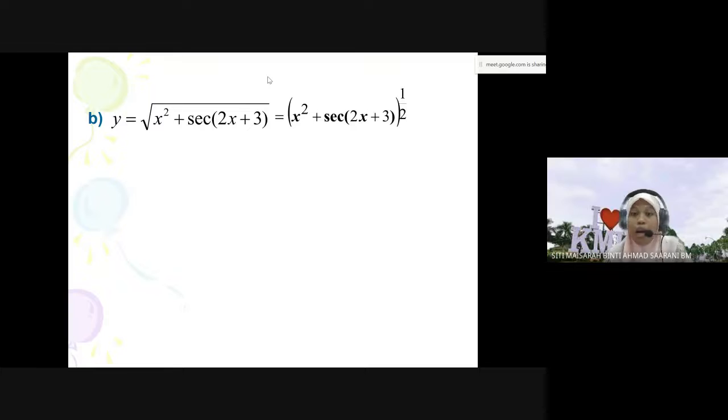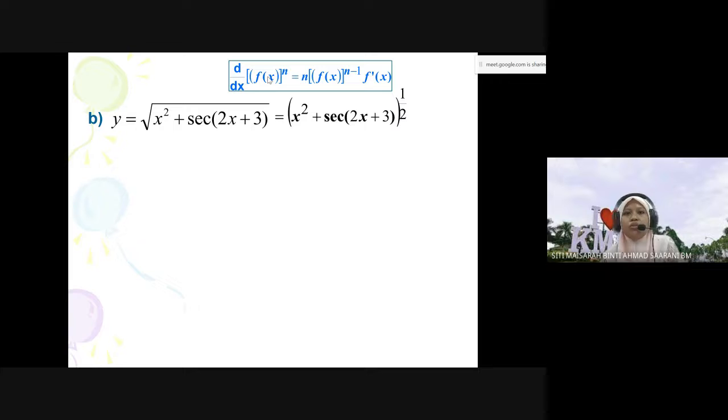Power rule. Yes, correct. So we apply the power rule, which is effect power n. Then we bring down the power. The power is 1/2. Power is 1 over 2. So then power 1 over 2 minus 1, and then multiply by the derivative of x square plus sec 2x plus 3.